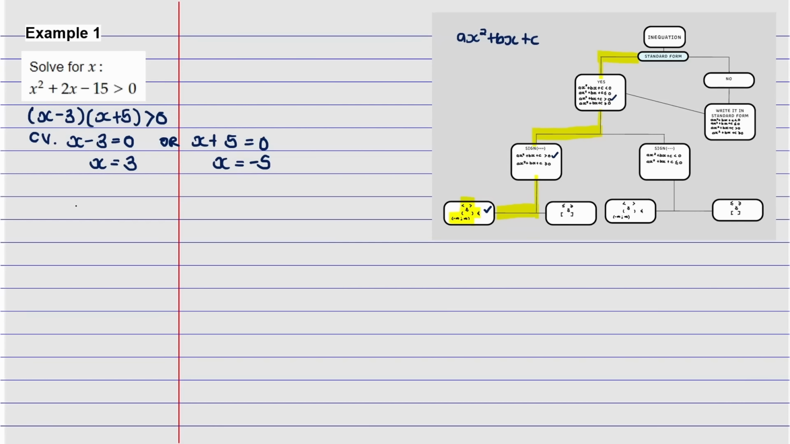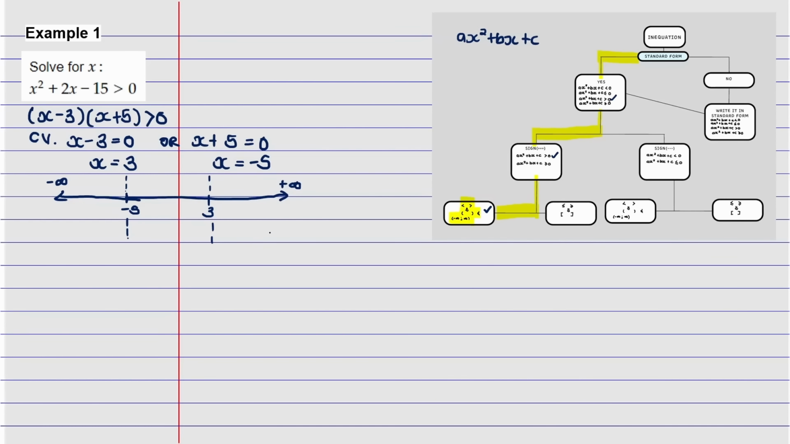And now you're going to use the critical values to indicate on the number line. So let's draw a number line. This is going to be negative 5, and this is going to be positive 3. And this is going to be negative infinity, and this is going to be positive infinity. Very important to indicate negative infinity and positive infinity, because these are going to be part of our solution. Then we indicate the critical values by a dotted line like this.